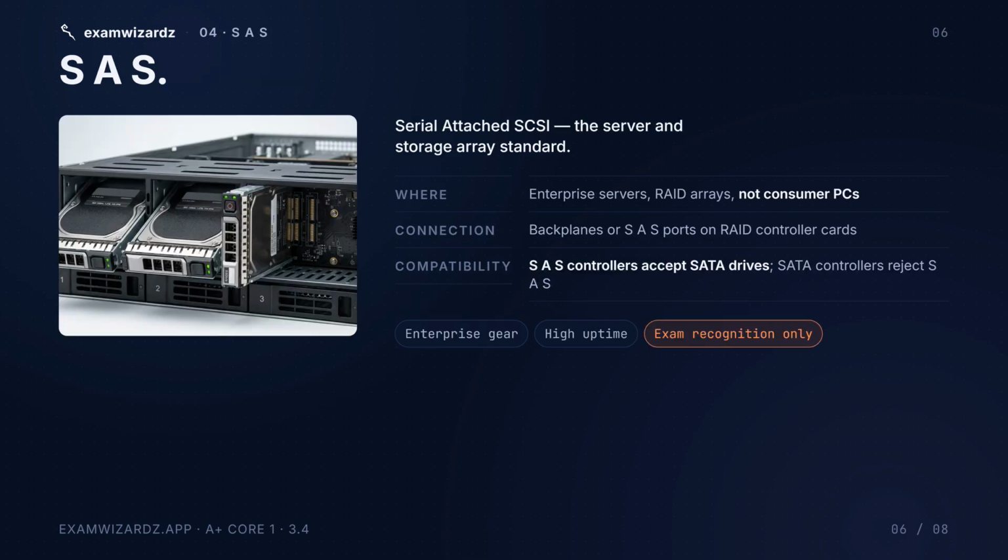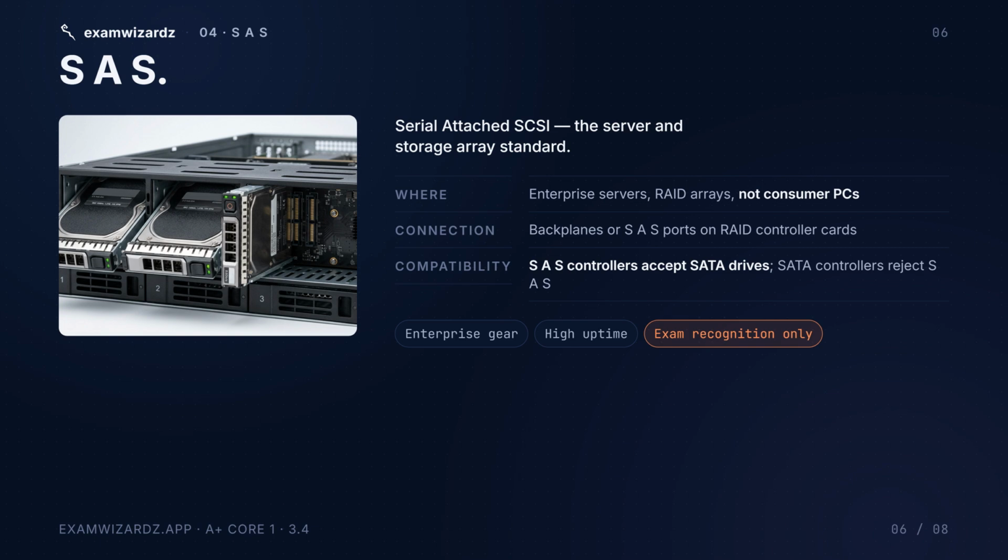SAS stands for Serial Attached SCSI, and it's the storage interface you'll find in servers, storage arrays, and high-end workstations. Most entry-level techs never touch SAS because it lives in enterprise environments where uptime, RAID configurations, and many drive setups matter more than consumer desktop needs. But the exam still expects you to recognize it and understand basic compatibility. SAS drives connect through backplanes or dedicated SAS ports on RAID controller cards, not through standard motherboard SATA ports.